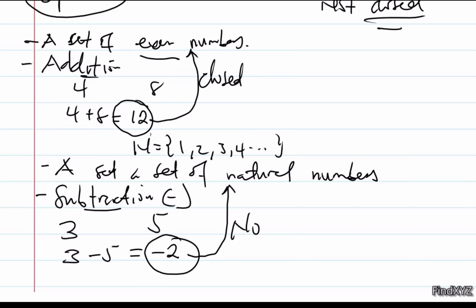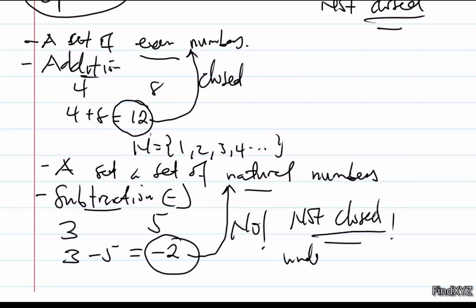Yes or no? A big no. Because this element does not belong to the set of natural numbers, we can conclude that the set of natural numbers is not closed under what? The operation of subtraction. It is not closed under subtraction.